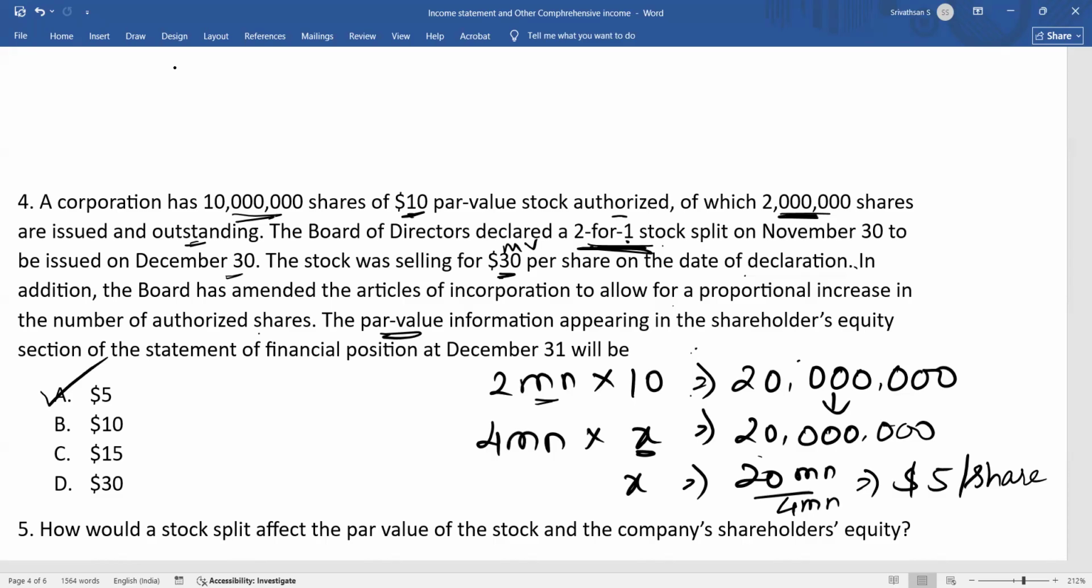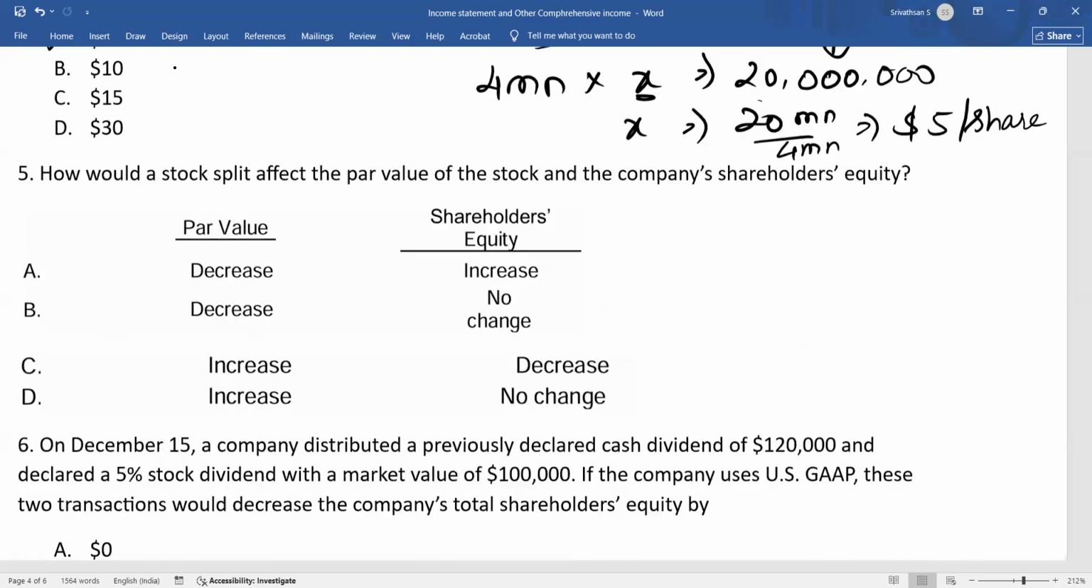So after the stock split, the value of the share will decrease from 10 per share to 5 per share. The easiest way to calculate is: before the stock split, face value is 10. The company is giving a 2-for-1 stock split. So if you are holding 1 share, it is going to become 2 shares. So 10 by 2, we get 5. So option A is the right answer.